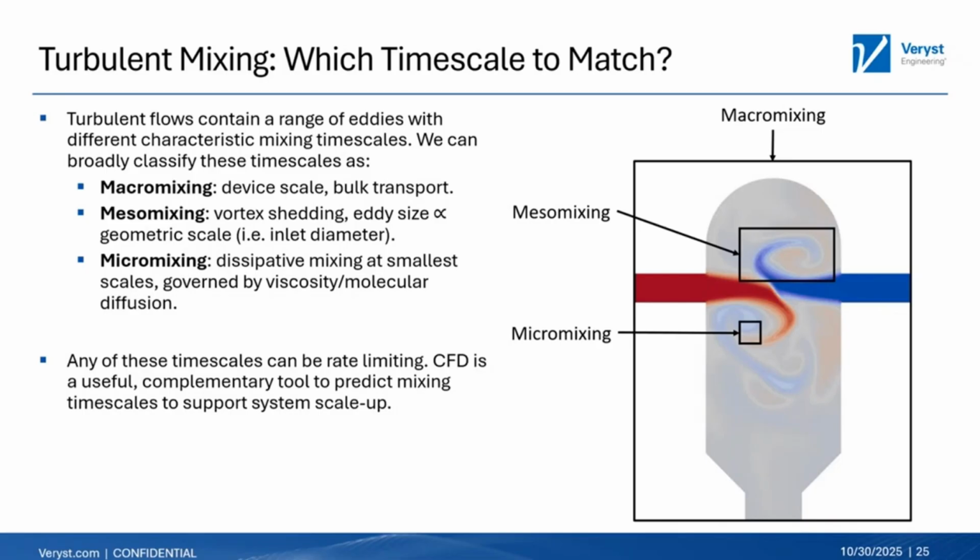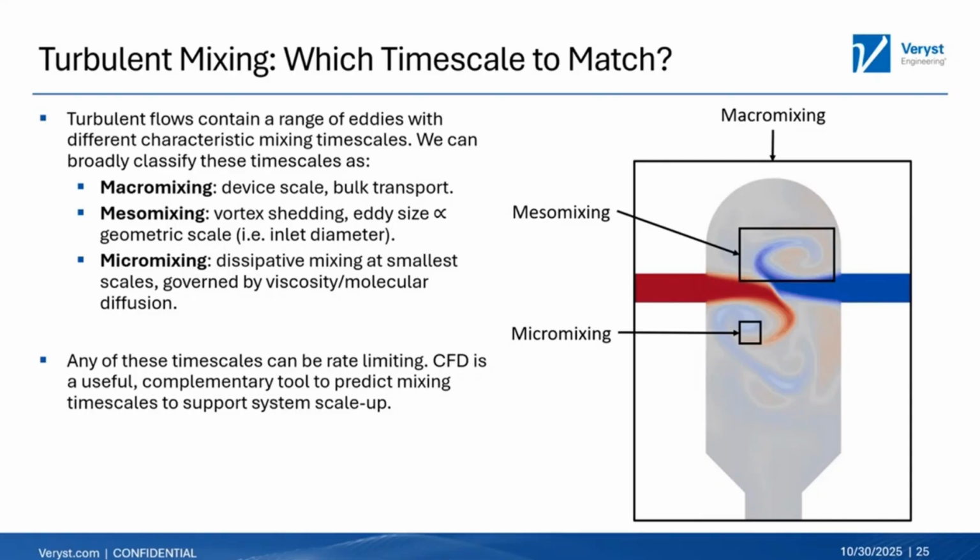So macro mixing is what we see in the global scale of device level mixing, or our bulk transport. Meso mixing is our vortex shedding and eddy size, where the eddy size is proportional to a characteristic geometric scale, for instance, the inlet diameter. And then micro mixing occurs at our much smaller levels, at the dissipative scales, where the flow and the physics are governed by viscosity and molecular diffusion.